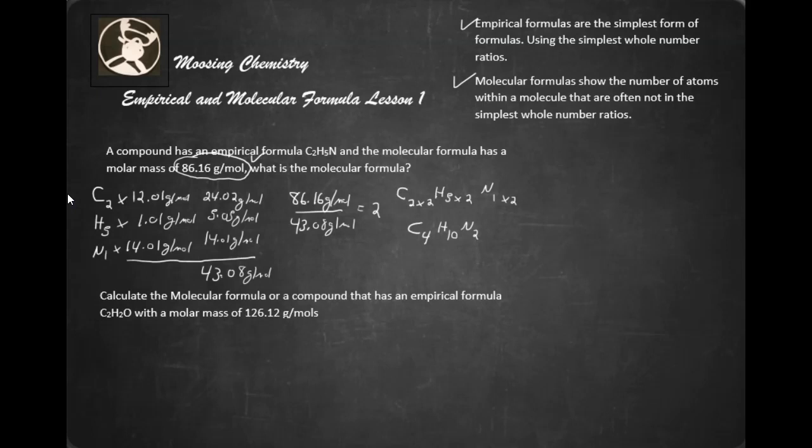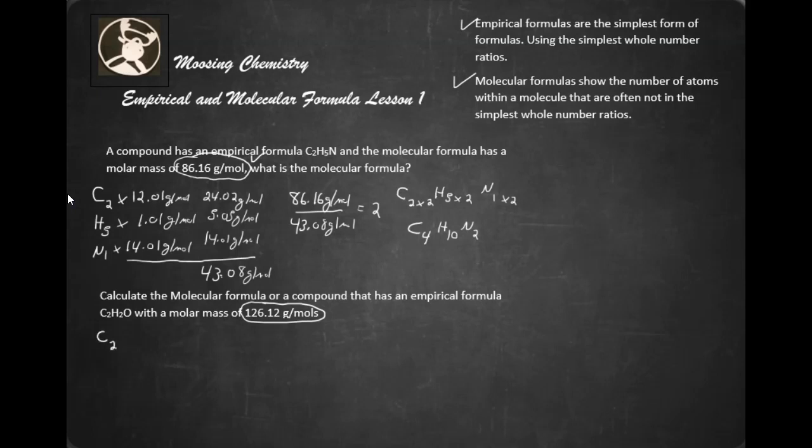Calculate the molecular formula of a compound that has an empirical formula, C2H2O, with a molar mass of 126.12 grams per mole. So this number, let's keep this number in mind, okay? So let's go ahead and figure out the molar mass of C2H2O first.